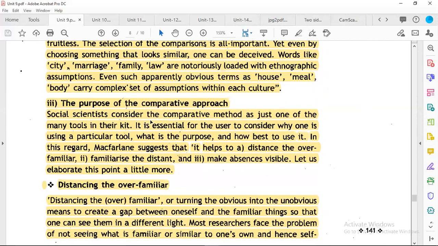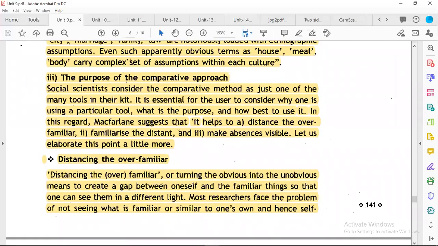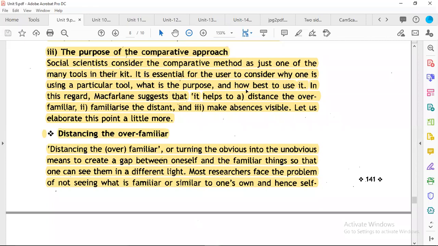The third is the purpose of the comparative approach. Yes, the purpose is the main important thing. According to those purposes, first of all, it distances the over familiar. Second, it familiarizes the distant. And third, it makes absence visible. All three purposes of the comparative approach are very important.